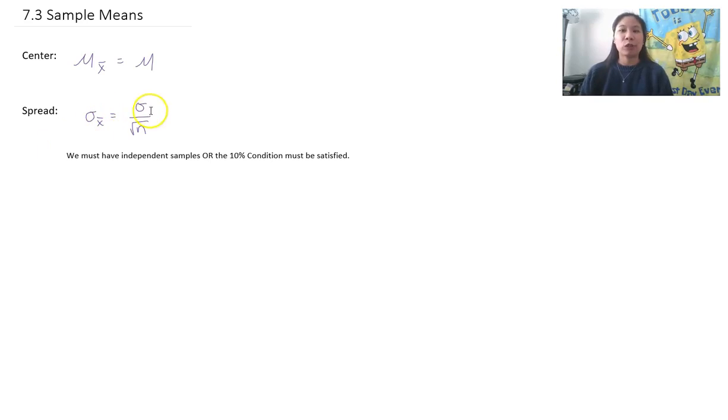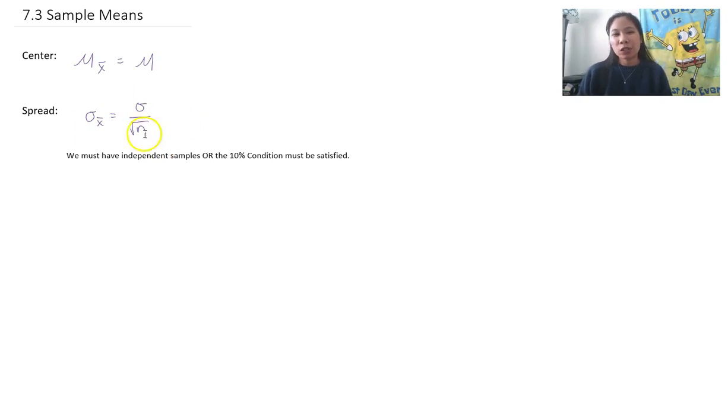When we talk about the spread of a sampling distribution of sample means, the standard deviation of the sampling distribution would be the standard deviation of the population divided by the square root of your sample size. If you remember, the bigger our sample size, the more consistent our data is going to be compared to the population data. If it's more consistent, that means the spread should be less, because if it's less spread out, you have more consistent data. So when we divide by the square root of n, that decreases the standard deviation of the population, making it a smaller number. That's why the standard deviation of a sampling distribution is always smaller than the standard deviation of the population.